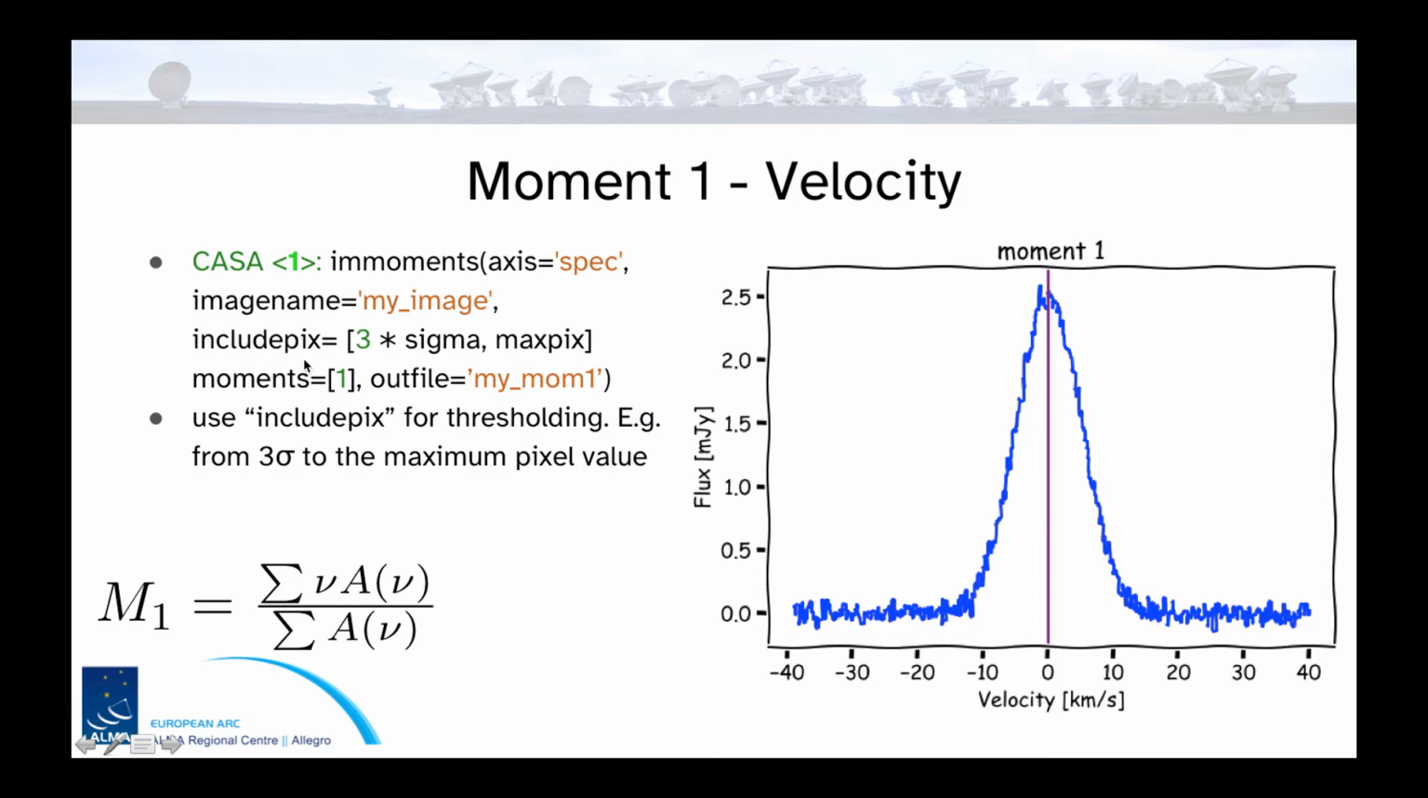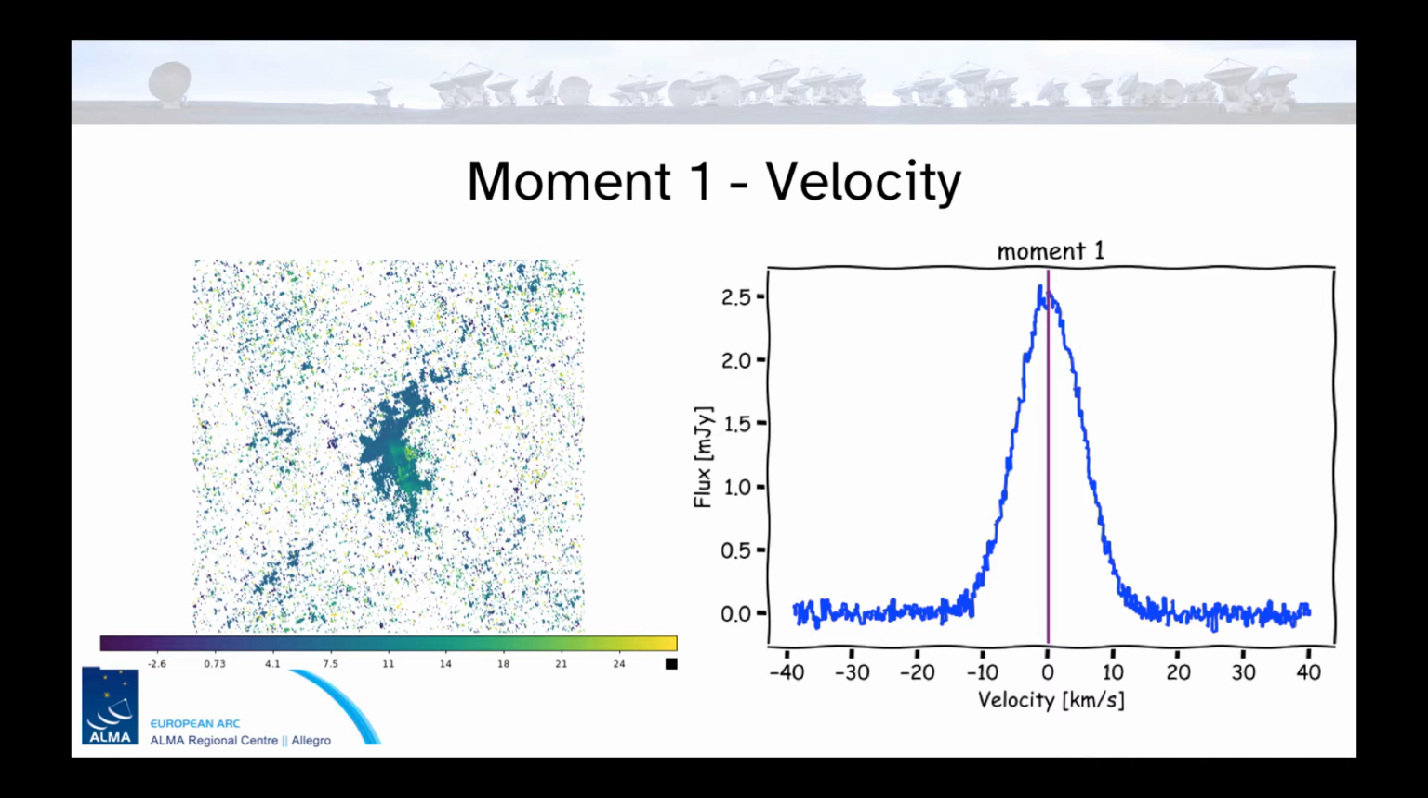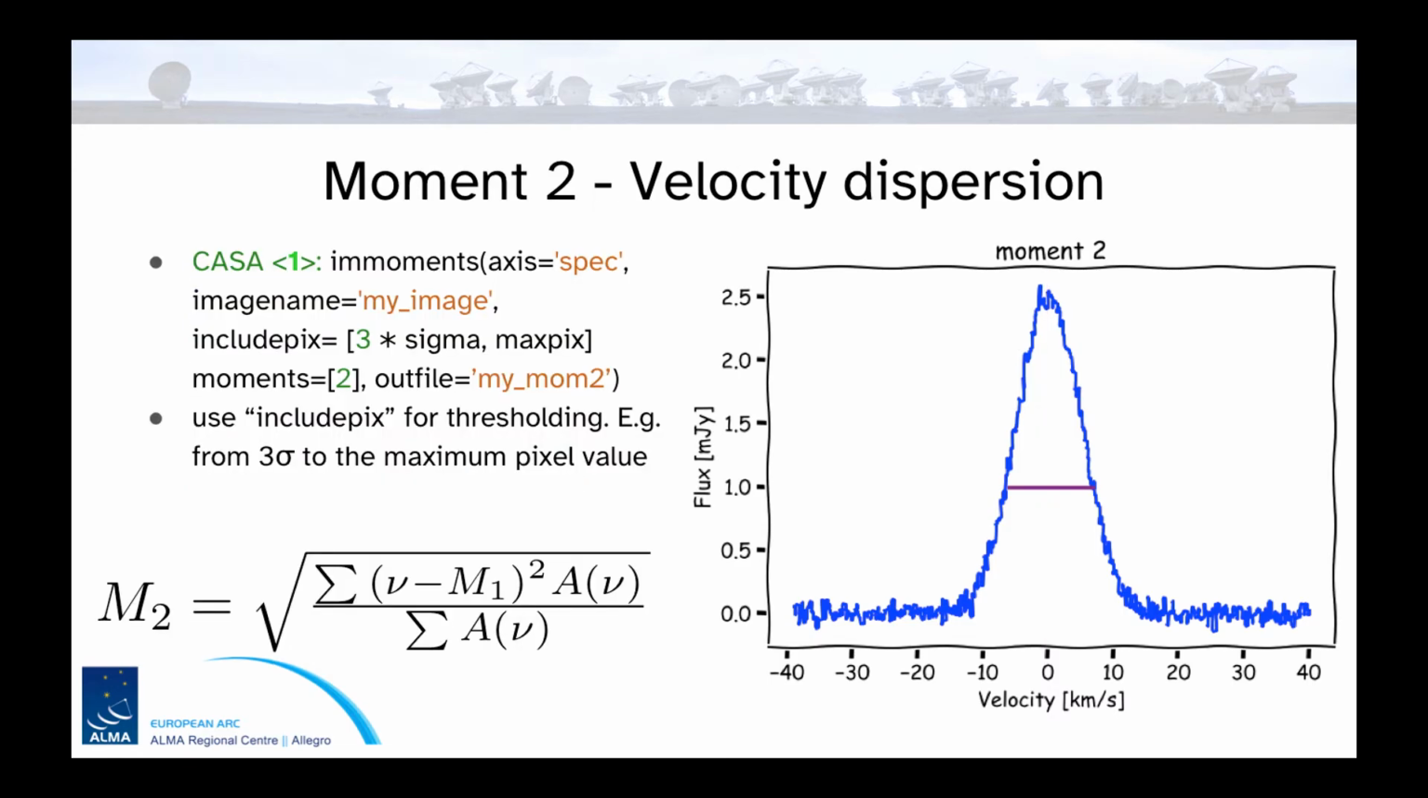We can also use the includepix command, and we specify a minimum and a maximum pixel value that we want to integrate over. And so in this case, I've chosen the lowest value that I'll accept is 3 times the sigma value in the image, and the highest is the maximum pixel value in the image. But again, you need to choose these accordingly based on your image and the science you want to achieve. You can see here a velocity profile of the data cube that we've been looking at so far, and how the velocity differs from one side of the image to the other in different regions.